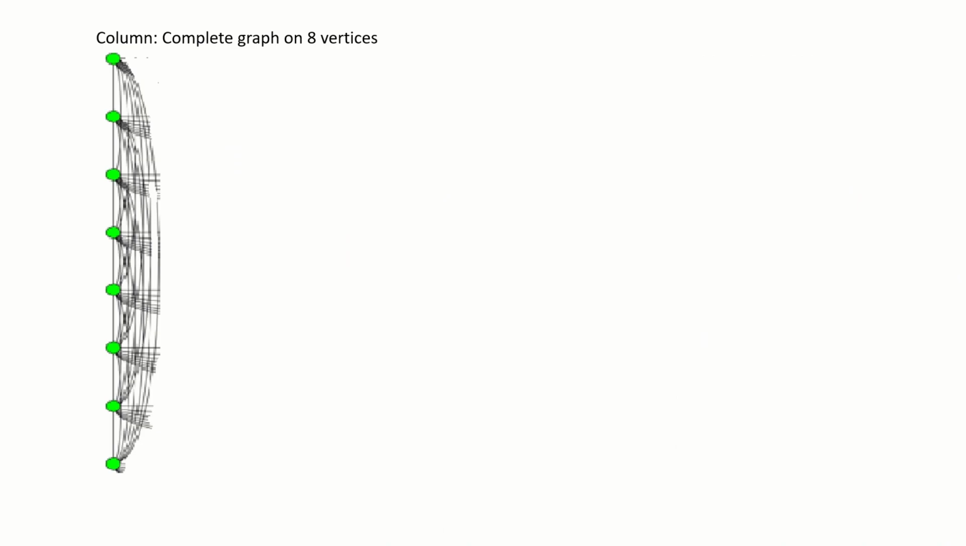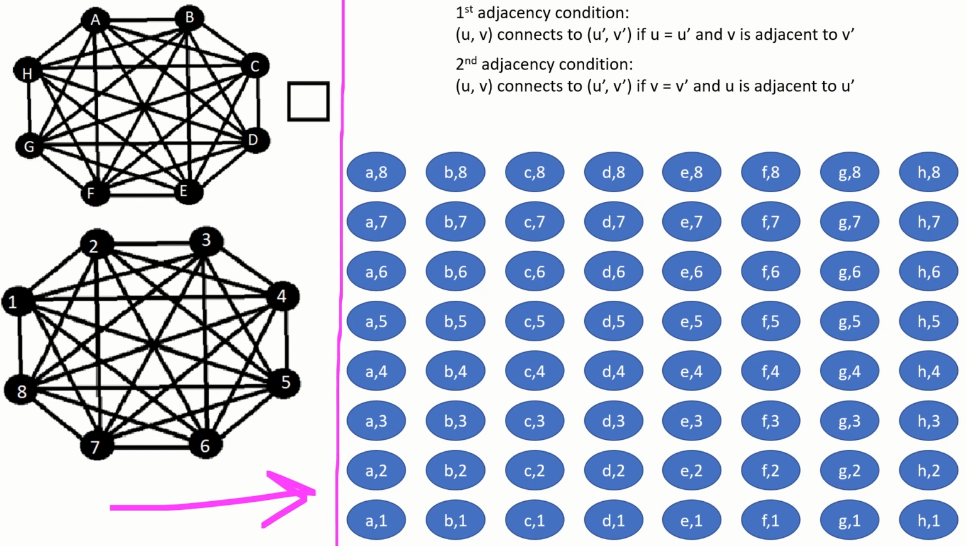What we get is that each column is a complete graph on 8 vertices, as every vertex in the column is connected to every other vertex in the column. This is precisely the property we're looking for in a rook graph, where all vertices within the column should connect to each other.